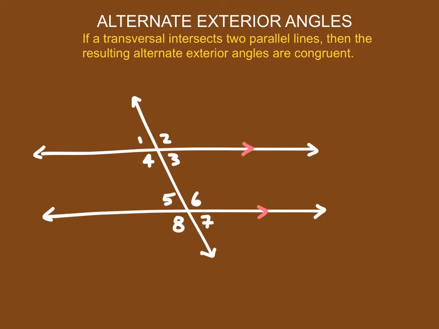The next pair of angles that we have are called alternate exterior angles, okay? If a transversal intersects two parallel lines, then the resulting alternate exterior angles are congruent. Remember that we talked about some areas in our figure, that this was the interior and that this was the exterior. The space in between the two parallel lines is the interior, and the space on the outside of those two parallel lines is the exterior.